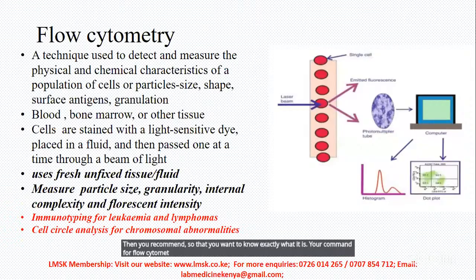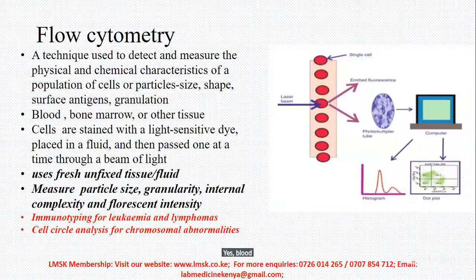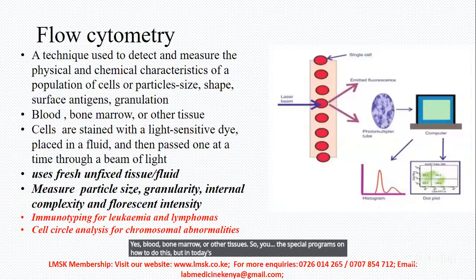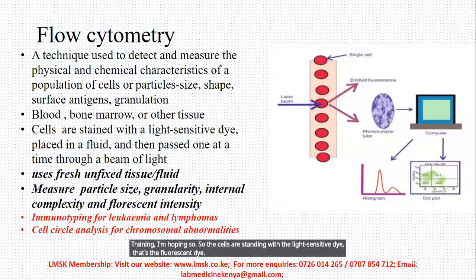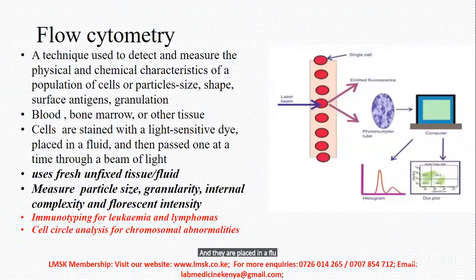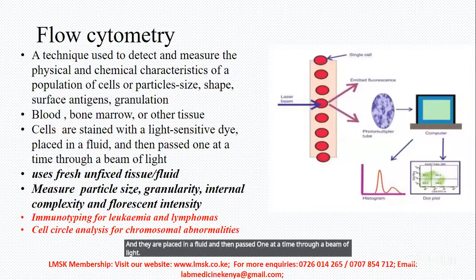What type of samples do you take? It's just blood, bone marrow, or other tissues. There are special programs on how to do this, but today is just a mentorship training, I'm hoping so. The cells are stained with a light-sensitive dye, a fluorescent dye, and they are placed in a fluid and then passed one at a time through a beam of light, the way I've shown here.